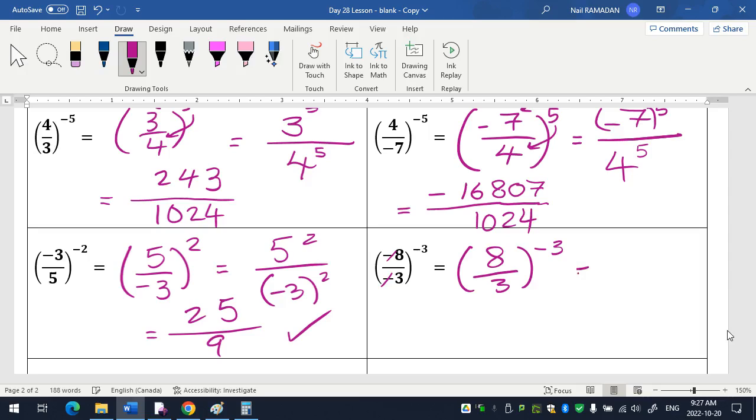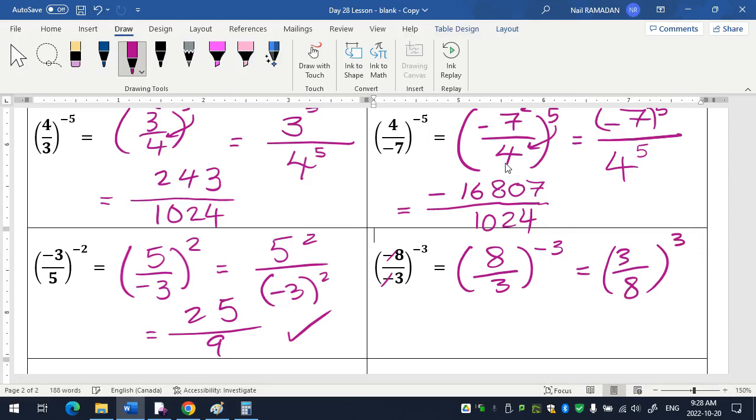Okay, so what does this become? 3 over 8, all to the power of what? Come on. What's my new power? Just 3. What's 3 times 3 times 3? 27. What's 8 times 8 times 8? 512.